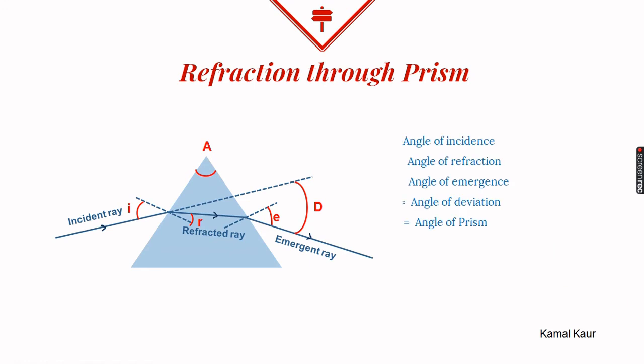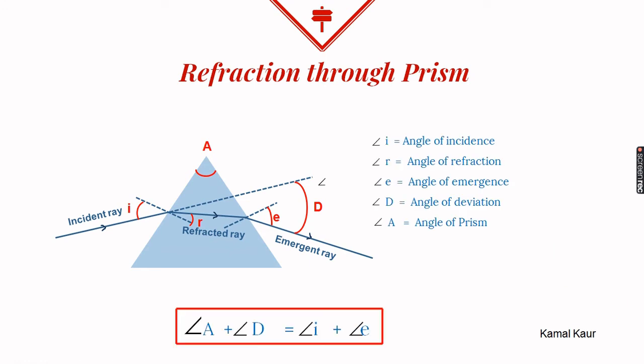After performing this experiment, we will check whether our experiment is correct or not. For that, we will measure these four angles: angle of prism, angle of deviation, angle of incidence and angle of emergence. And if this relationship comes out to be true, then it means our experiment is also correct. We will also write here what I, R, etc. are. So write what these angles are.